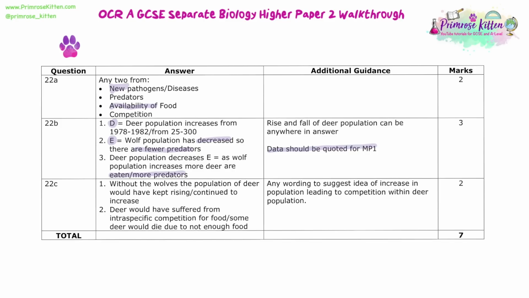And then C, without the wolves, the population of deer would have kept rising or continued to increase. So as we said, something along the lines of it would increase, or continue to increase, or continue to rise. Any wording to suggest the idea of increase in population leading to competition gets you 2 marks. So this idea of an increase gets you 1 mark, and then the idea that they would have suffered competition for food, or there would have been competition for resources, some deer would die because they wouldn't get enough food, anything like that gets you that second mark. Any wording will get you those 2 marks because it is a suggest question.